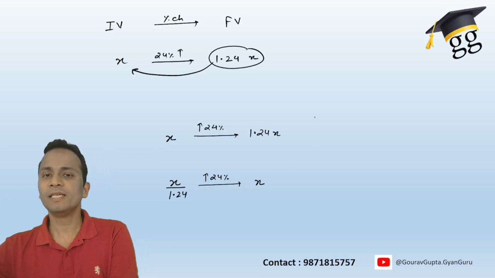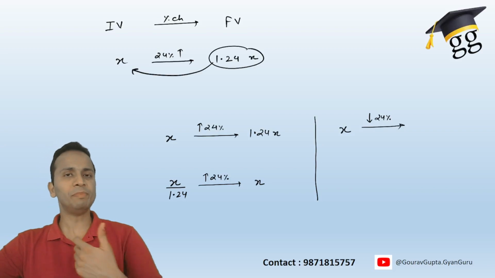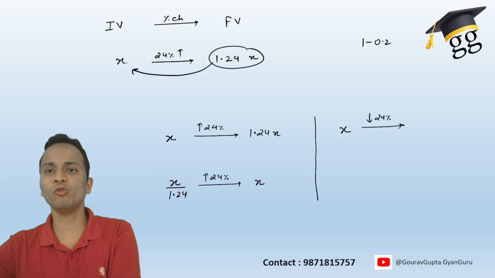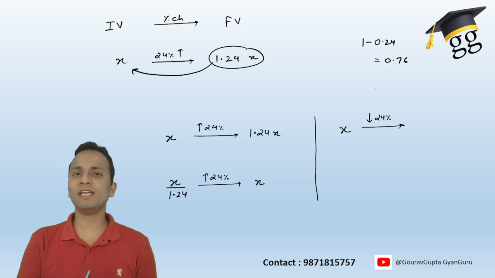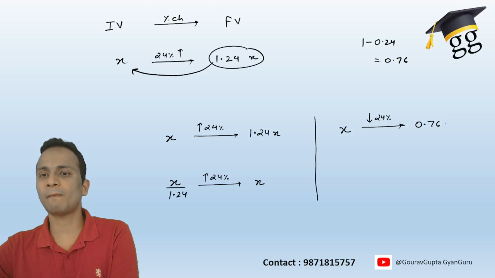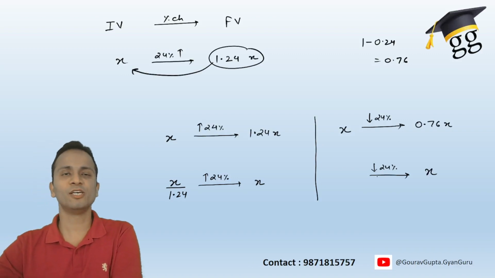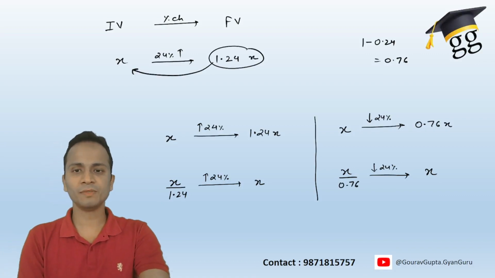Okay. Now on the other hand, the initial value is given, but there is a decrease of 24%. So whenever there is a decrease, the factor will be less than 1. So here the factor will be 1 minus 0.24, that is 0.76. Okay? Because we are going from the initial value to the final value, this factor will be multiplied. So it will be 0.76 multiplied by x. But if there is a decrease of 24% and the final value is x, then the initial value will be x divided by 0.76. Okay, right?